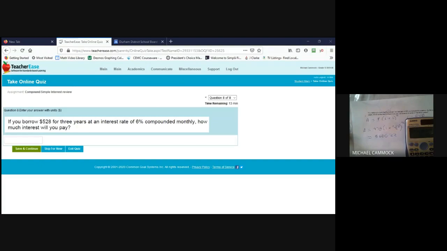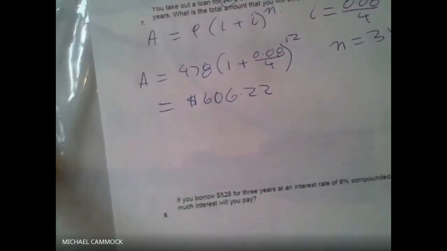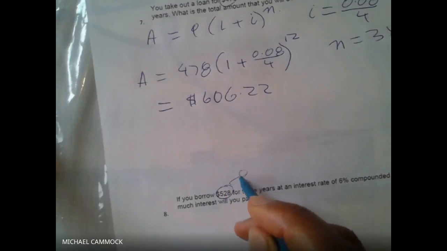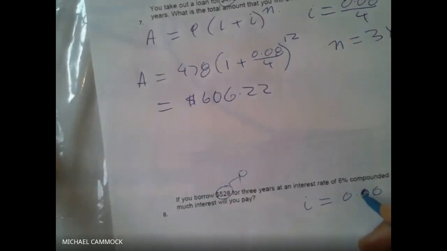And let's do that last question. So I'm going to take my compound interest. You said compound interest, so I'm going to do compound interest. There is my P. There is my I. But my I, which is 0.06, I have to divide that by something. It says compounded monthly. What am I dividing it by?